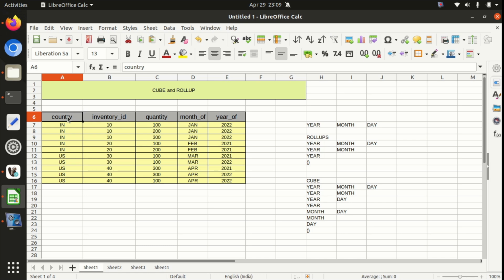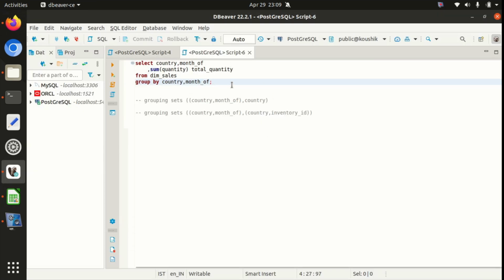Okay, so for the cube and rollup example, I'm going to use a sample table called sales. In this table, we have 5 different columns: country, inventory ID, quantity, month, and year. The first task is to find the total quantity of the product sold by each country in each month. So what are you going to do?